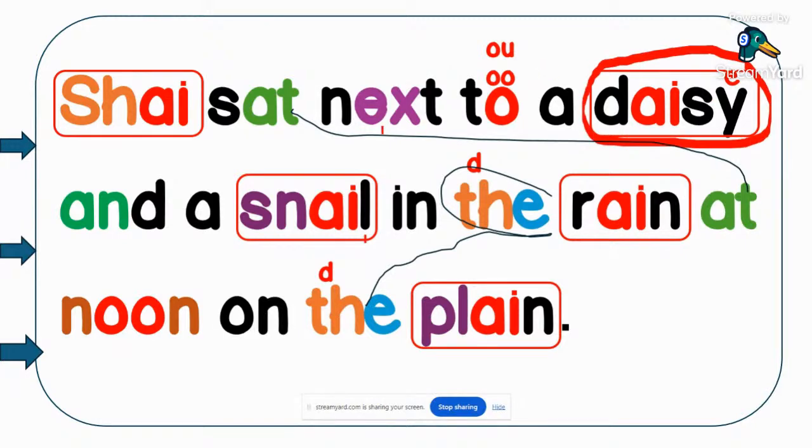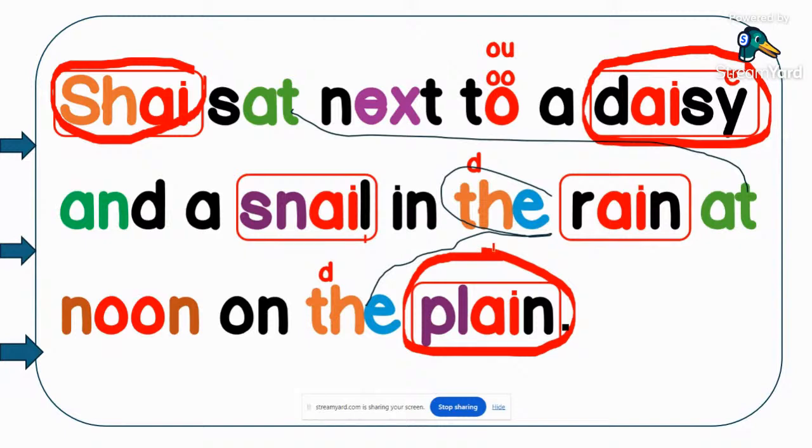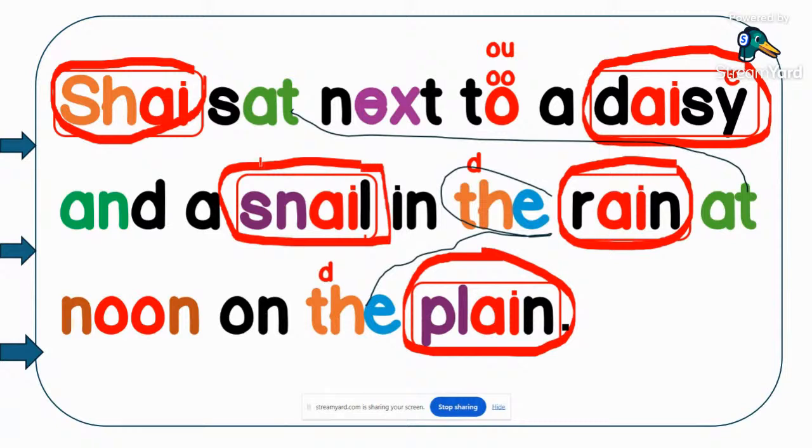This one, Daisy. Good. This one, Shay. Good. How about this one? Plane. This one, rain. And this one, snail. Good. So now that we know the words with A, let's go ahead and look at the sight words. Remember, we are going through this a bit quick because we have more to learn, since we have already done these.